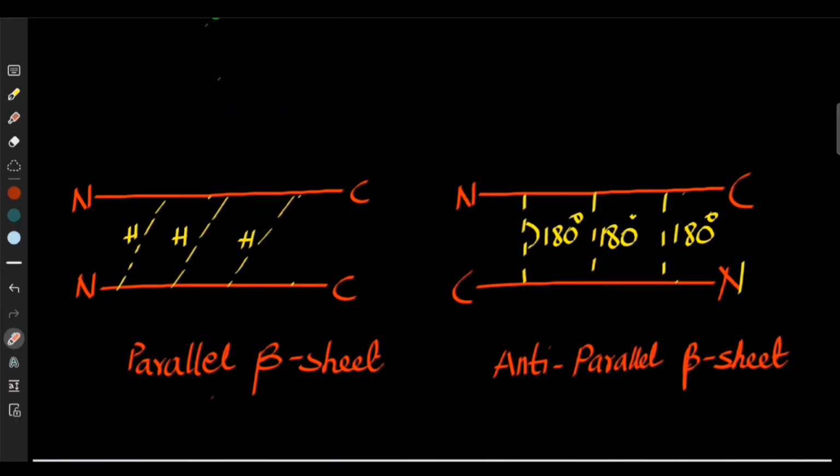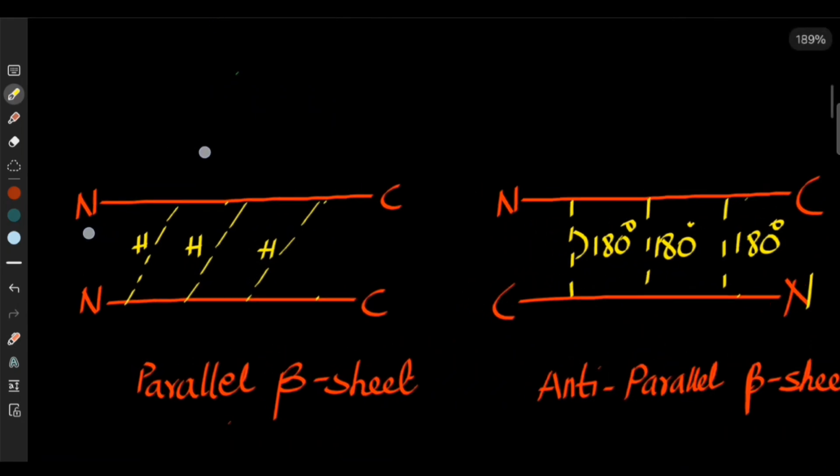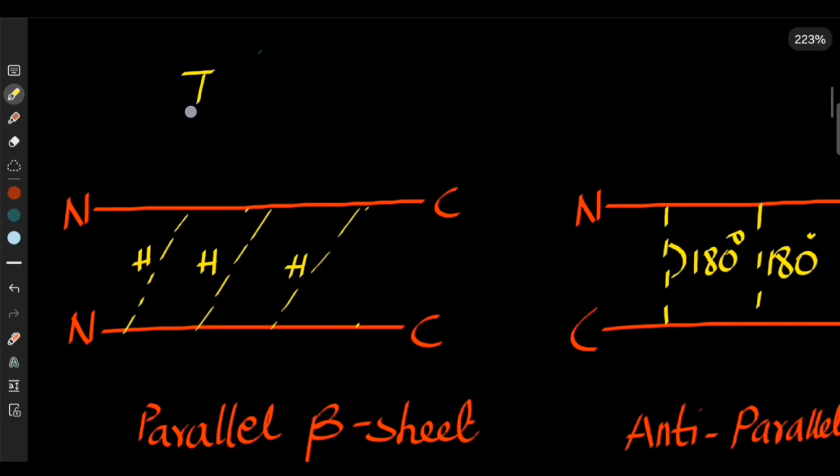Now the hydrogen bond is formed between two beta strands, right? So what are we going to call it? Are we going to call it intermolecular or intramolecular? What do you think?